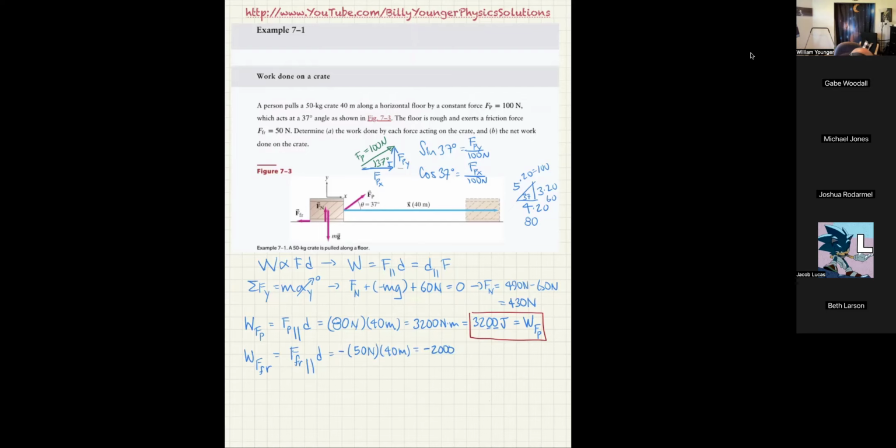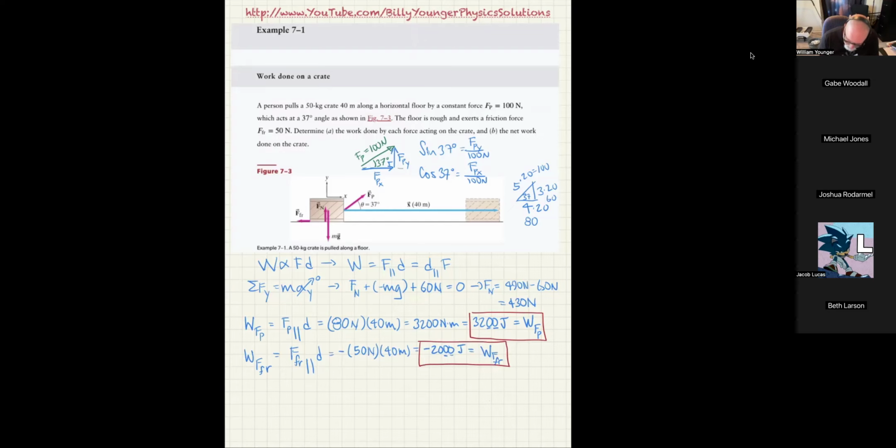The sig fig rules tell us that we're only allowed to have one of those zeros, and that's going to be joules. So now we're going to say the work done by friction is, in fact, negative 2,000 joules. Any questions on that?